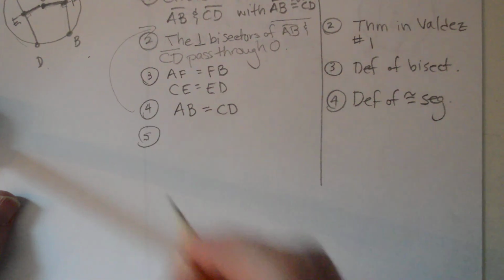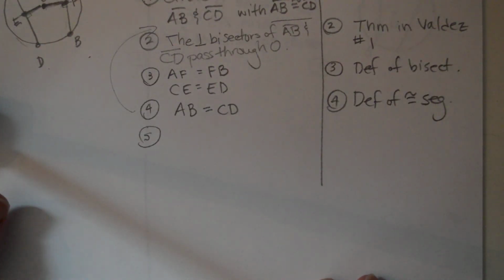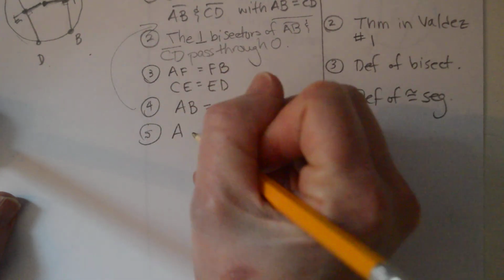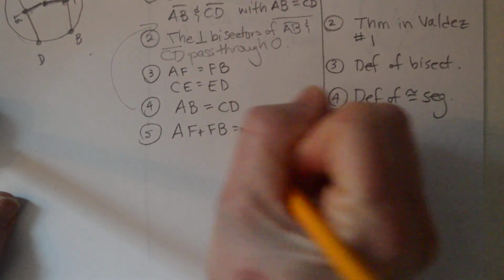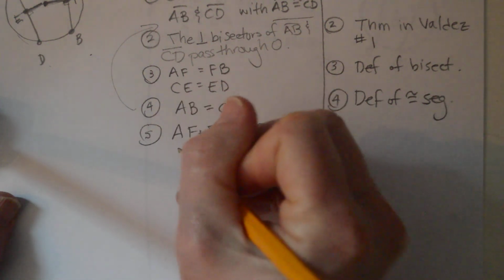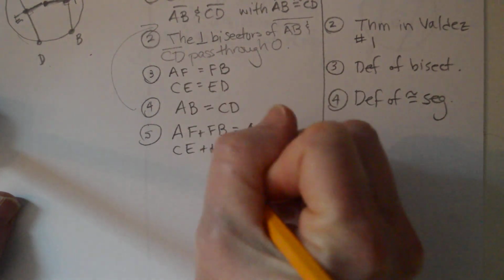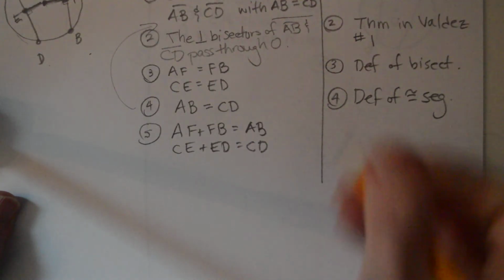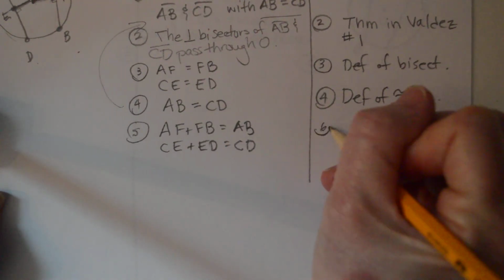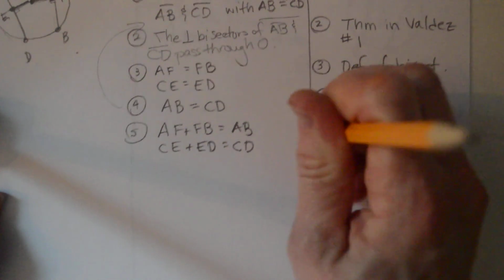All right, step number 5 says that AF plus FB equals AB and CE plus ED equals CD. This is a long, long time since we've seen that reason.